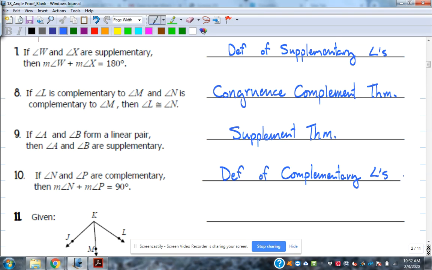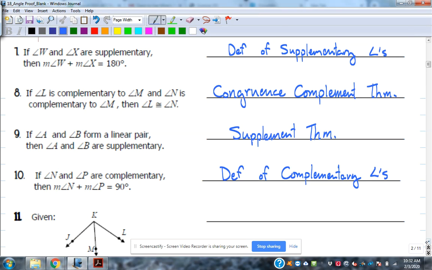Okay. So what do we notice about all of these that have been definitions? They have to do with the measurements and the addition of the measurements, right? So anything that's definition of a certain type of angle, there is a measurement involved when you're doing the definitions.